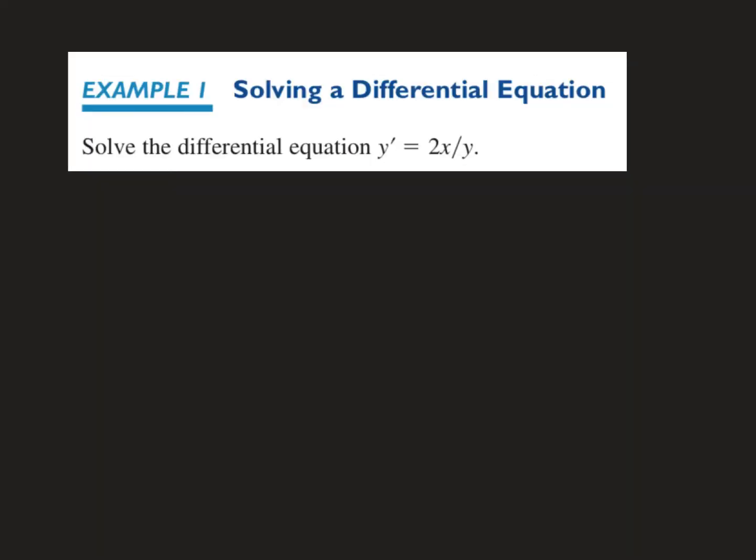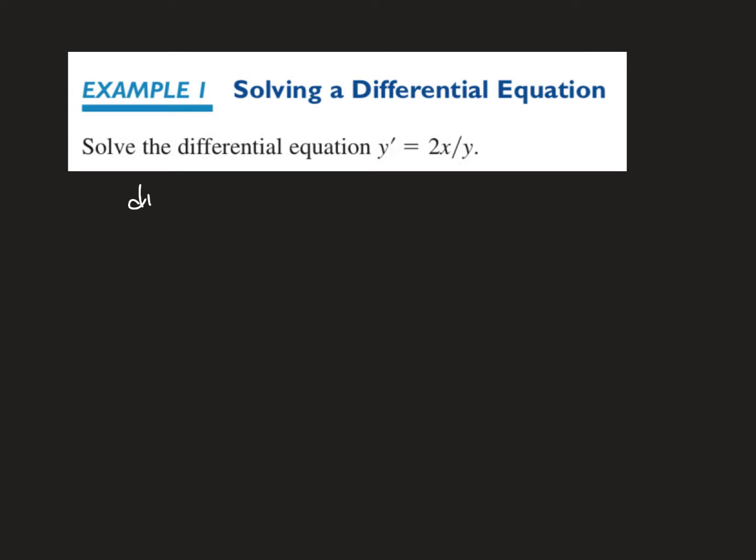Example 1, we're going to talk about separation of variables. We want to solve this diffie-q. Remember, a diffie-q is simply an equation that involves one or more derivatives. This equation just involves y prime. Now, if you feel more comfortable calling y prime dy dx, then go ahead and do so. If this variable was like a t instead of an x, it'd be dy dt. So it's dy dx because x is the variable we're dealing with.